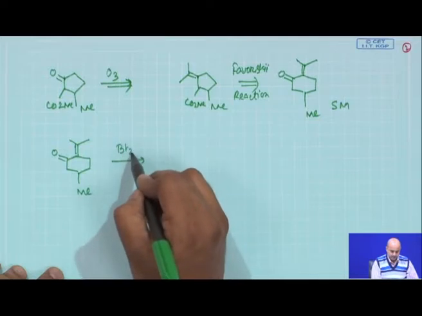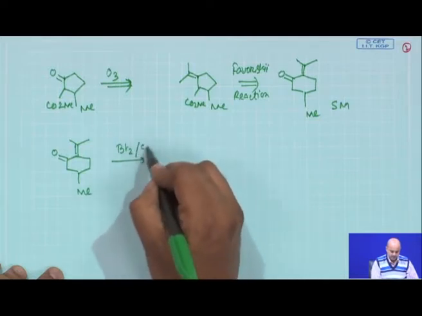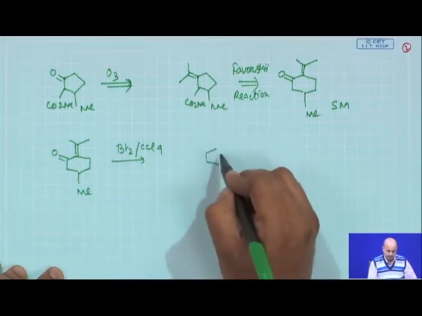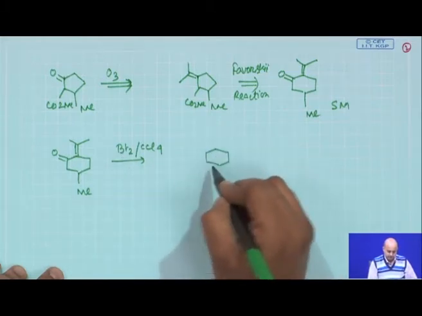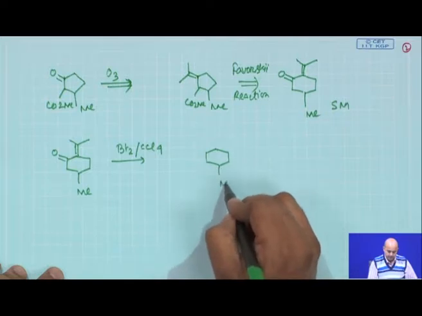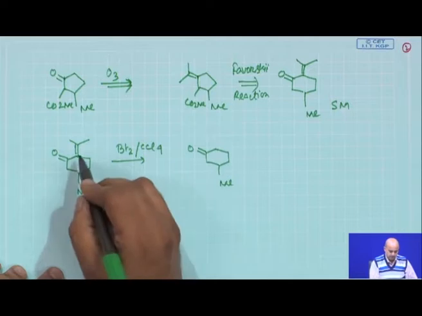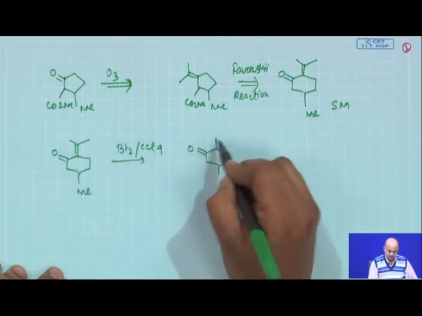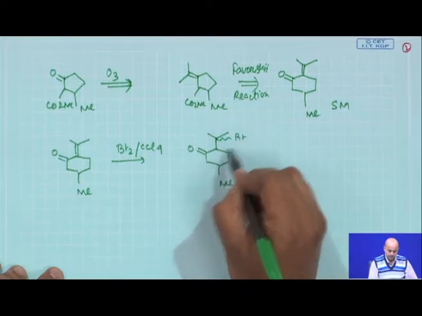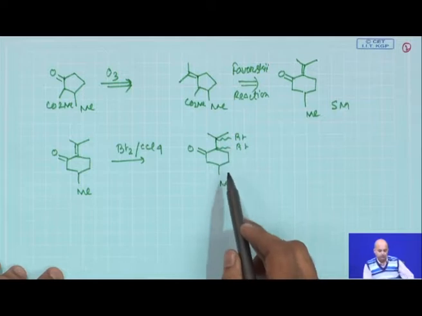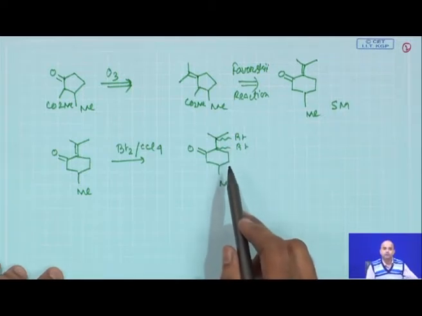Initially, we will be using bromine in carbon tetrachloride. Now, this bromine in carbon tetrachloride will basically brominate the double bond, the isolated double bond, to give you the corresponding dibromide species. So, for Favorsky, we always said that you need an alpha bromo ketone.